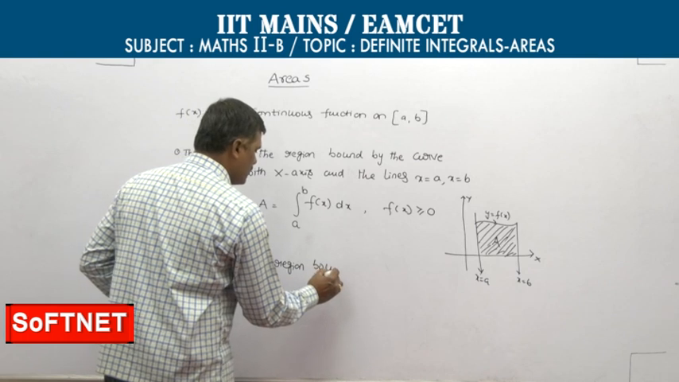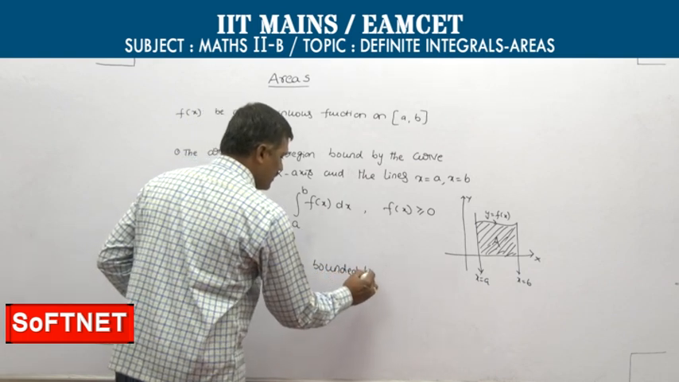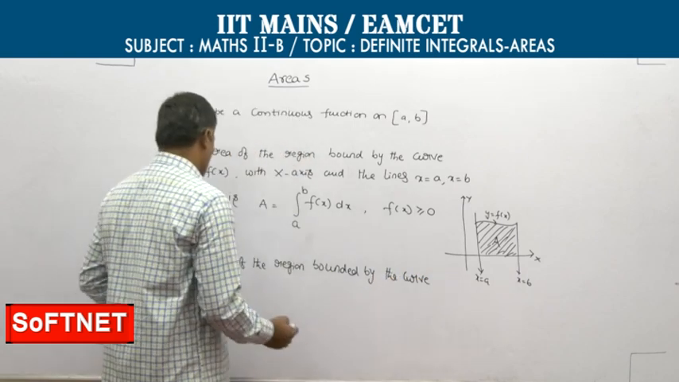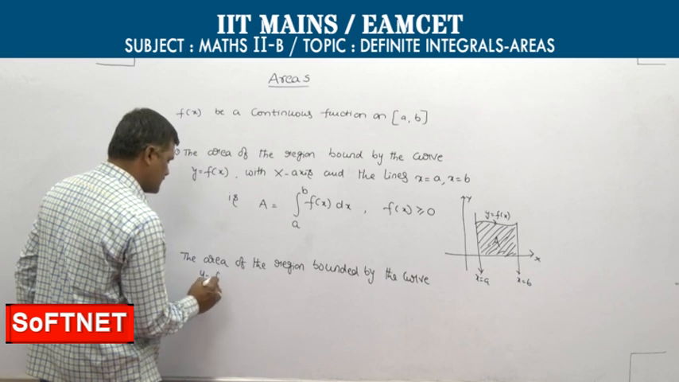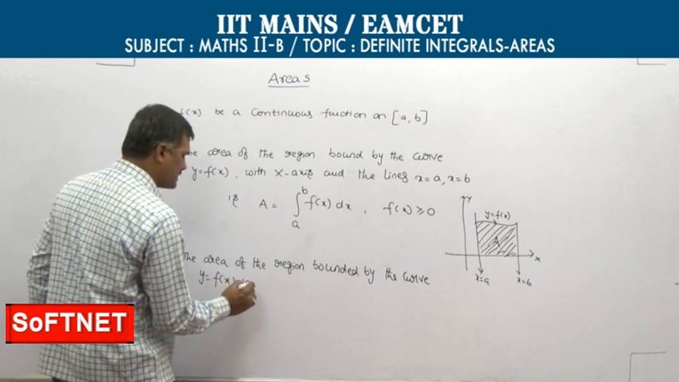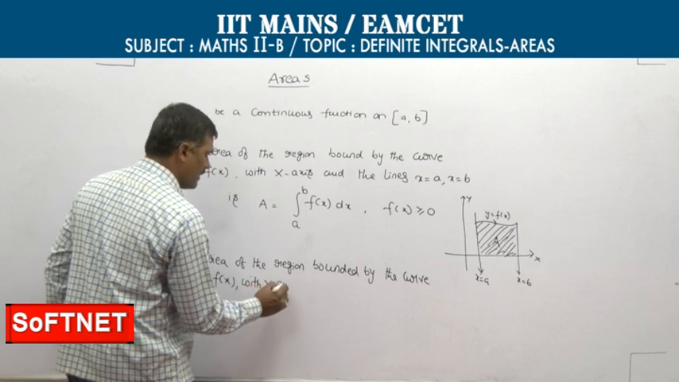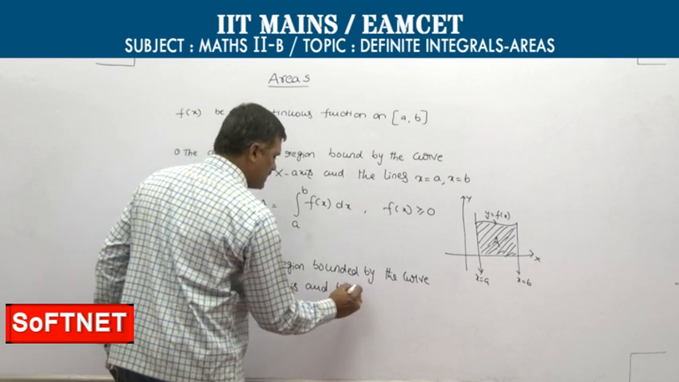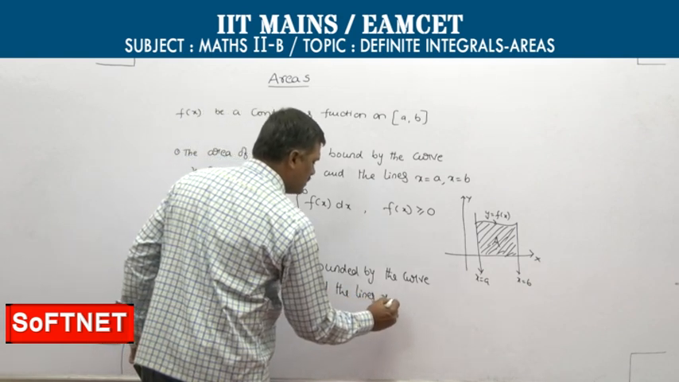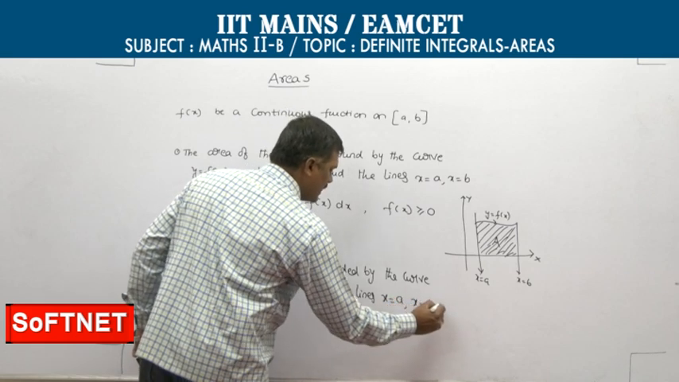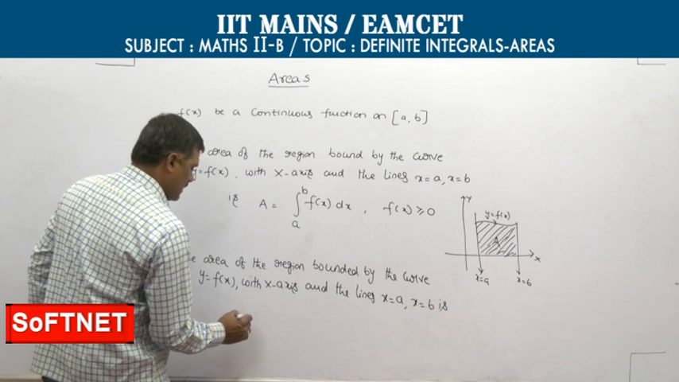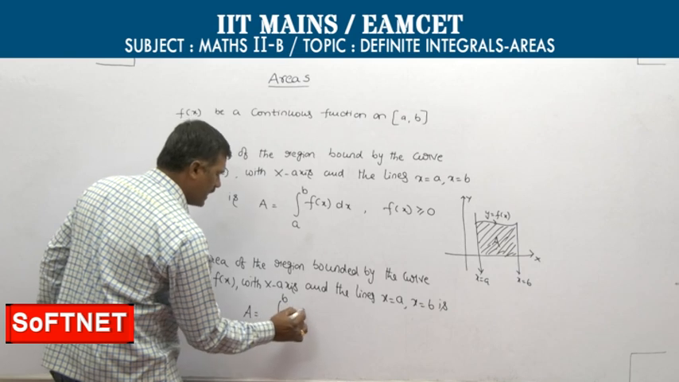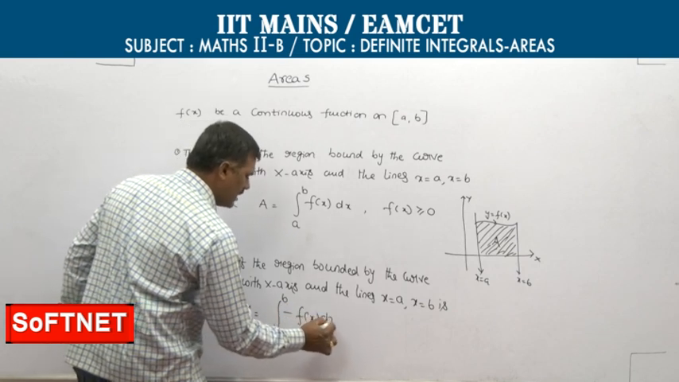bounded by the curve y is equal to f of x with the x-axis and the lines x is equal to a, x is equal to b is area A is equal to integral of a to b minus f of x into dx.